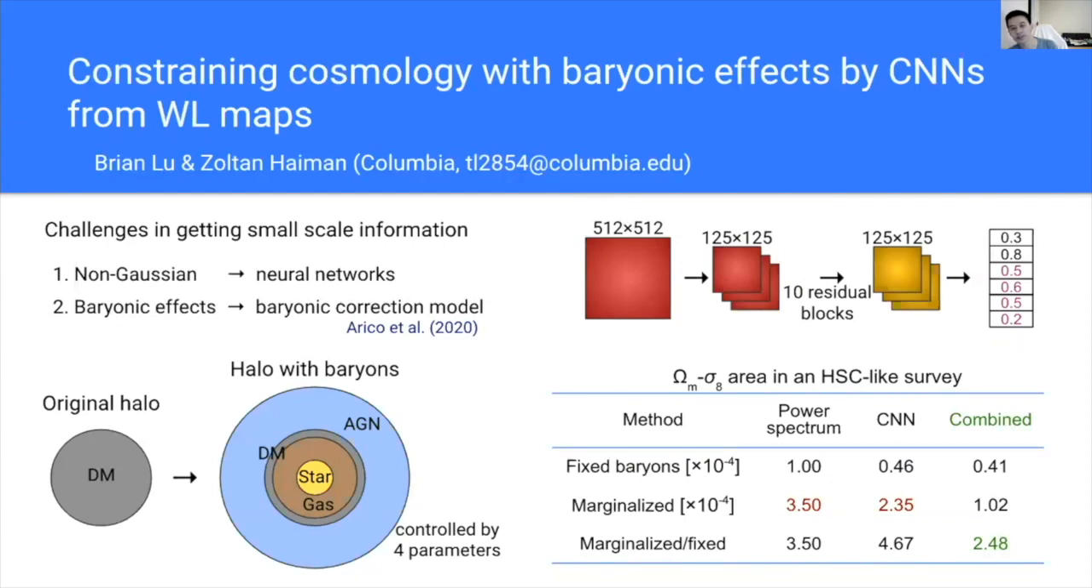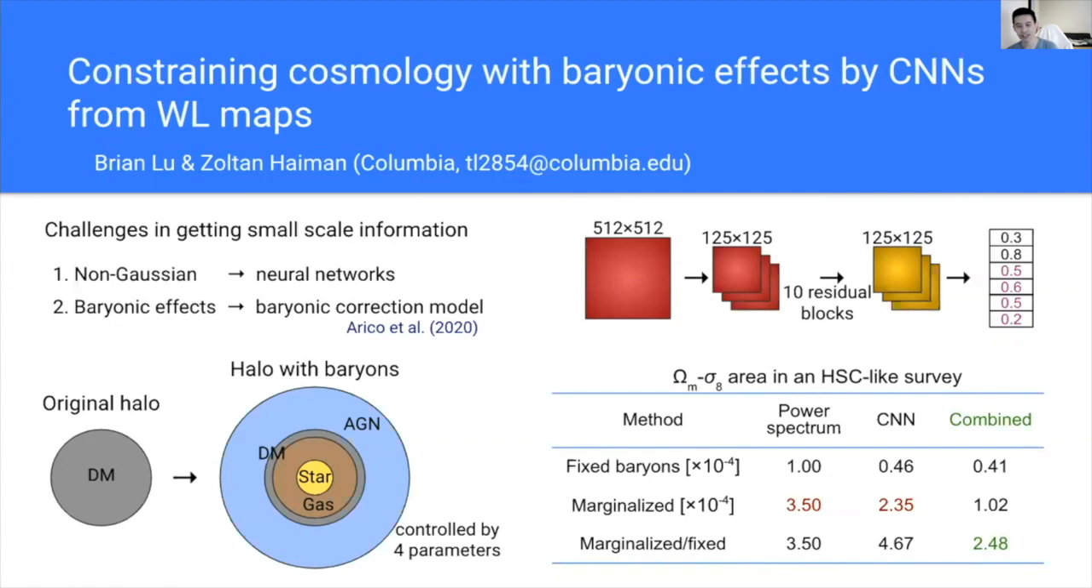So here I show you some preliminary results. We check the omega m, sigma 8, 1 sigma credible contour area in an HSC-like survey. Of course, all of these are from simulations. So there are 2 scenarios. The first one is fixed baryons, which means we have a fixed set of baryonic parameters taken to their fiducial values and check the area. And the second one is marginalized over baryons.